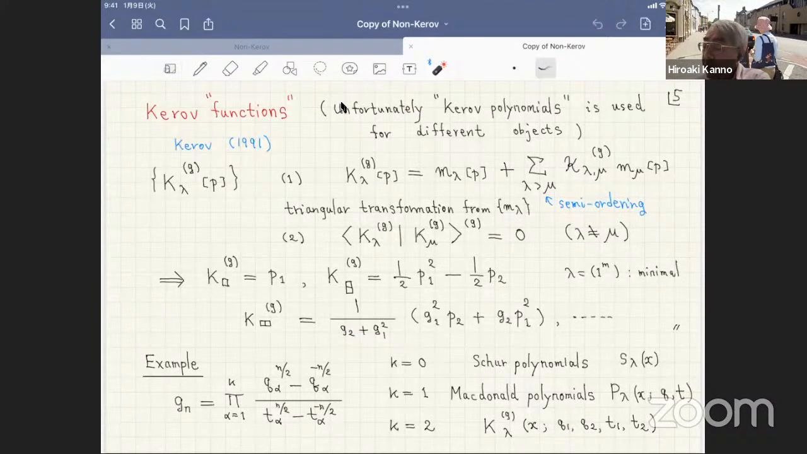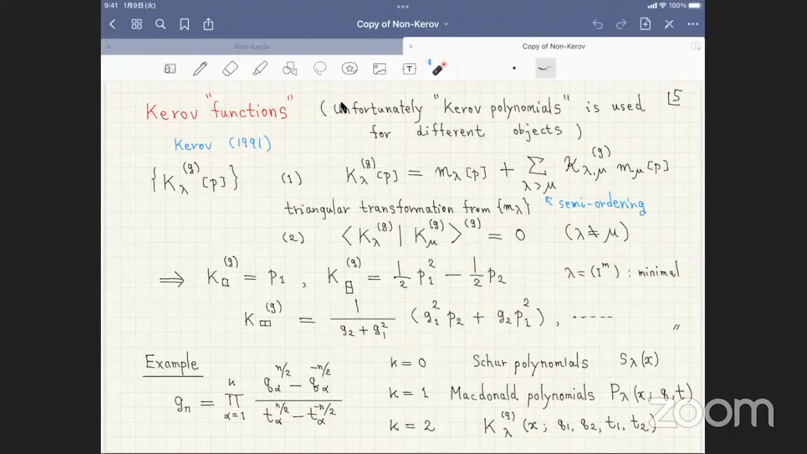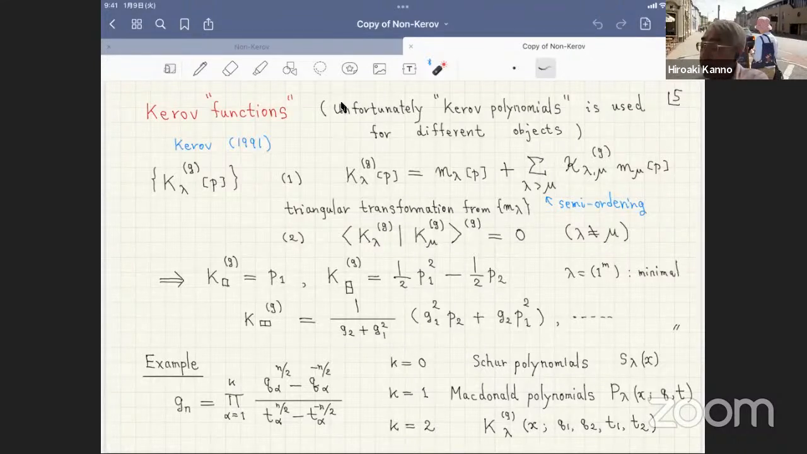This is quite similar to the characterization of Macdonald polynomials or Jack polynomials, which was explained by Yamaguchi-san. So the first property is that Kerov functions are a triangular transformation of monomial symmetric polynomials. This is triangular because there is a semi-ordering among Young diagrams or partitions, and the coefficients are non-vanishing only if mu is smaller than lambda in this semi-ordering. So this is the triangular property of Kerov functions. And the second is, of course, that they are orthogonal.